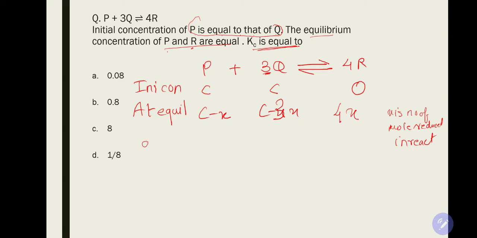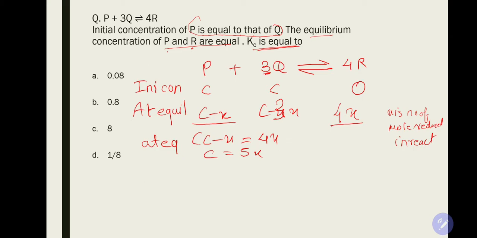It is given that at equilibrium, C minus X, that is the concentration of P, and R become equal. So can I say C minus X is equal to 4X? Right? So what is the value of C? C is equal to 5X. Right? When X gets over here, it gets added.